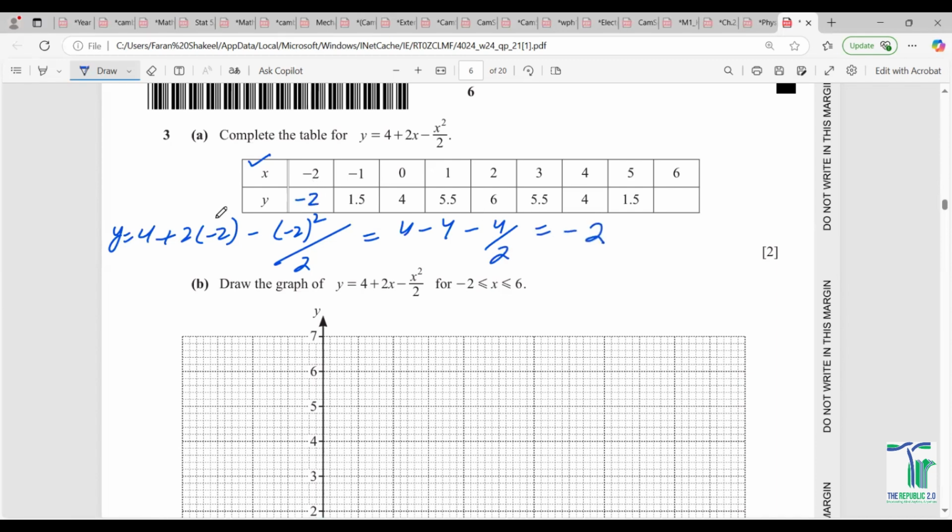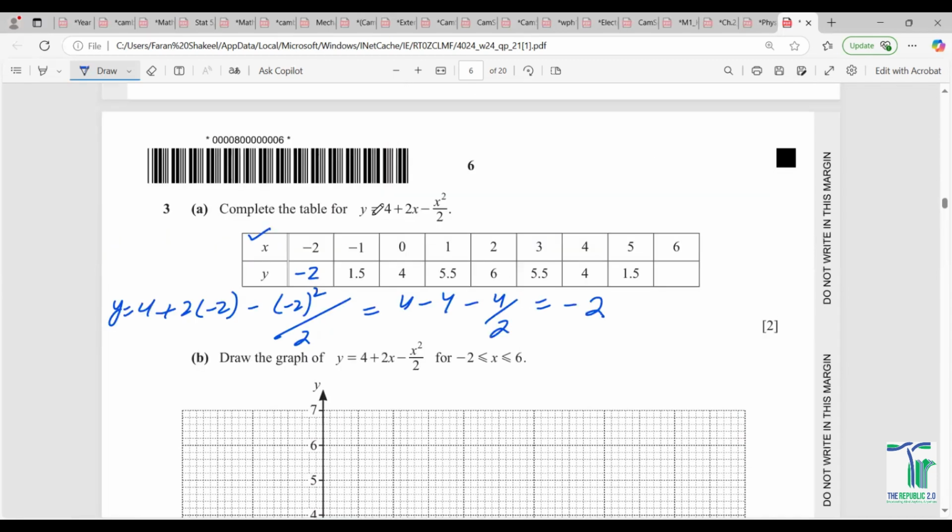So यहाँ पर -2 होगा y. And similarly, if you want to get the value of y when x is 6, just plug the value of x in the similar equation, and you would be having y is equals to 4 plus 2 times 6 minus 6 square divided by 2. And you would be having y is equals to 4 plus 12 minus 36 upon 2, and 36 upon 2 becomes like 18. So you would be having y is equals to 4 plus 12, that is 16. 16 minus 18 becomes -2. So that would be -2 as well.